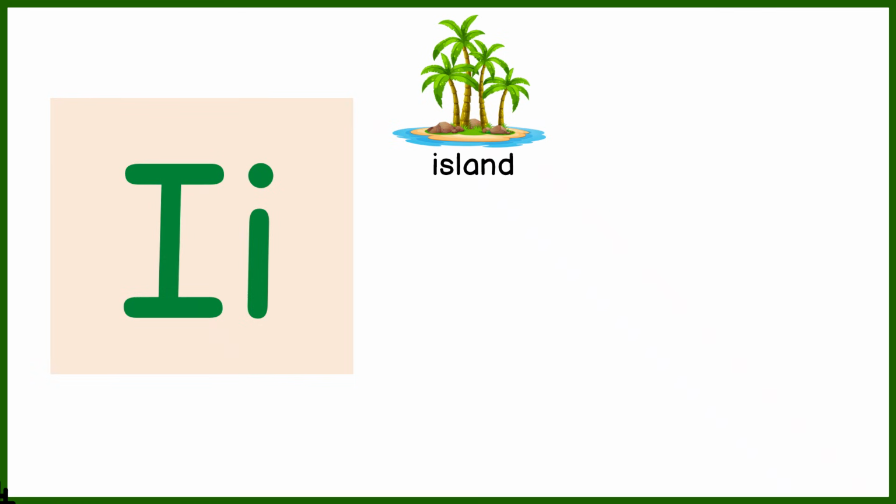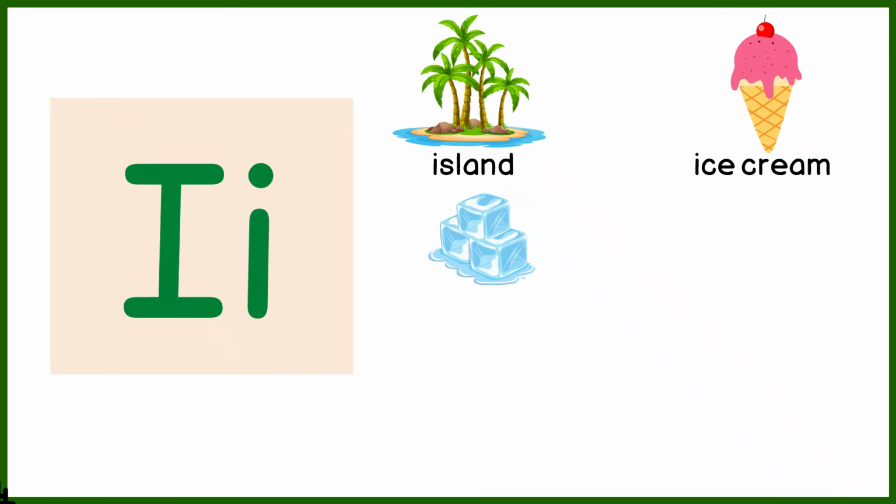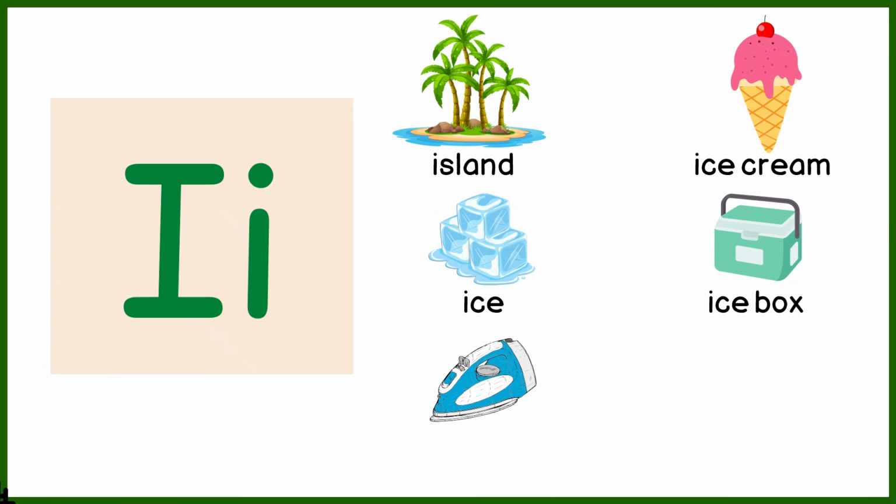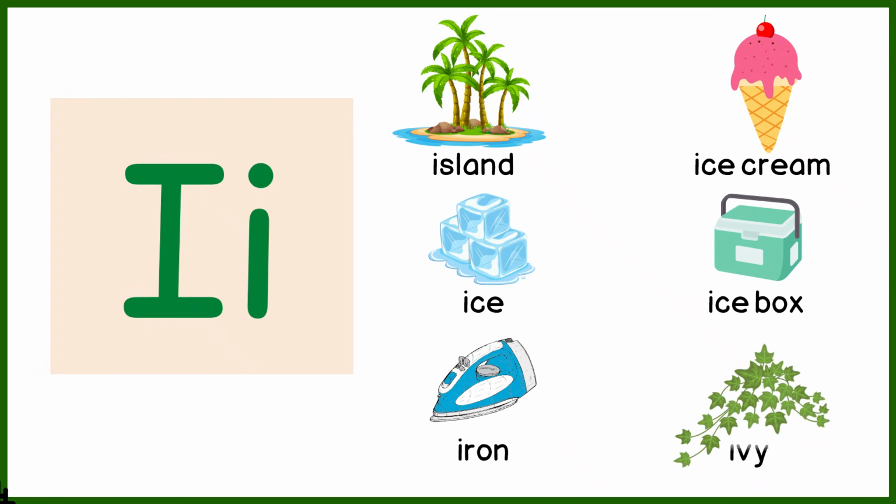Another sound of vowel I is I. Long sound I. Same sound as you pronounce the letter. For example, I. Island. I. Ice cream. I. Ice. I. Icebox. I. Iron. I. Ivy. I.